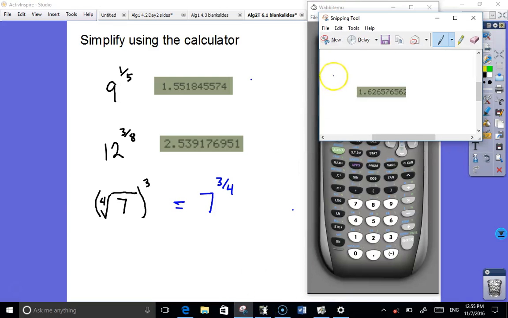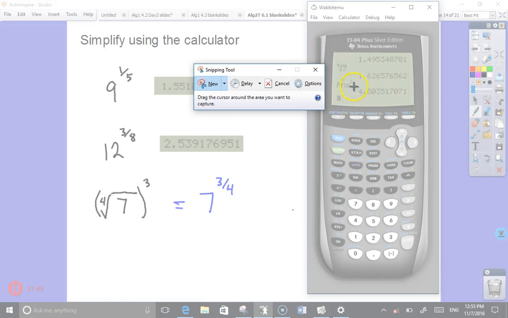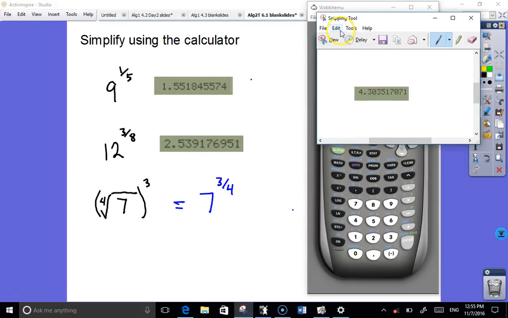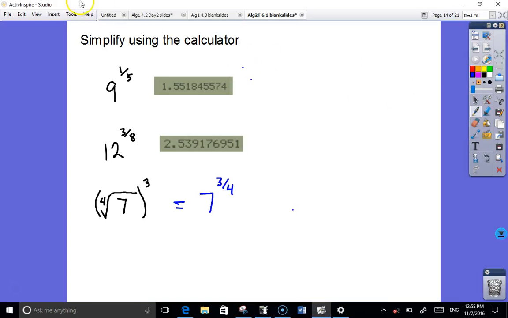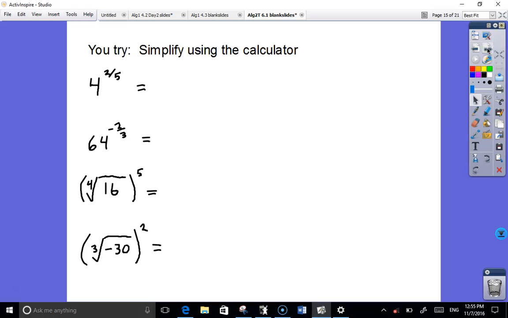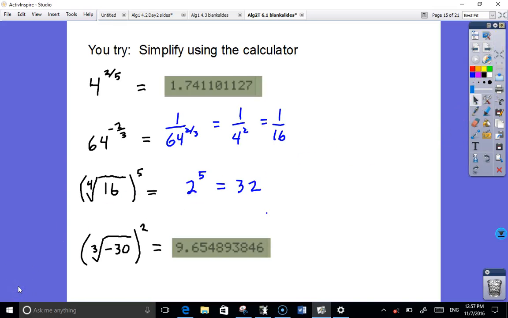So let me snip that. Edit, copy, edit, and then, okay, so now you try those. Check your work. Check my work.